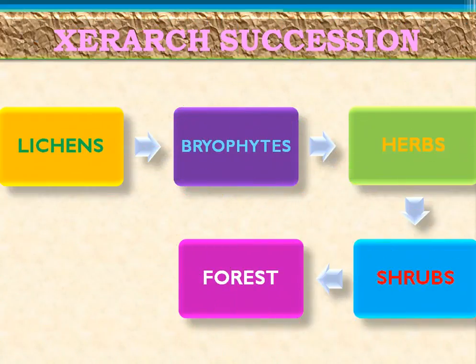In xerarch succession, pioneer species are lichens. Lichens produce some acids that help in soil formation and help in formation of bryophytes. After lichens, bryophytes appear, then herbs, then shrubs, and finally forest. In xerarch succession also, climax community is forest.